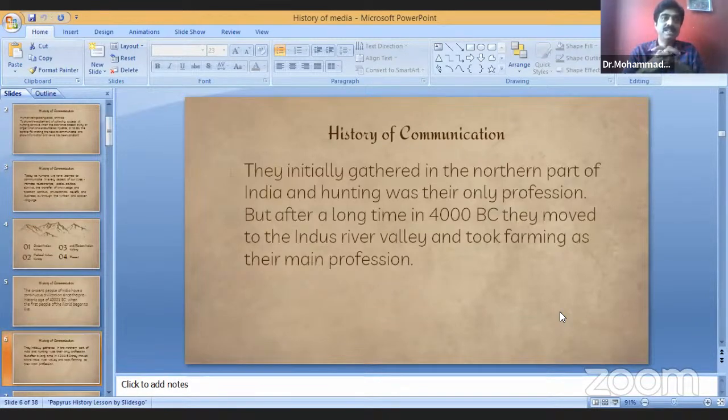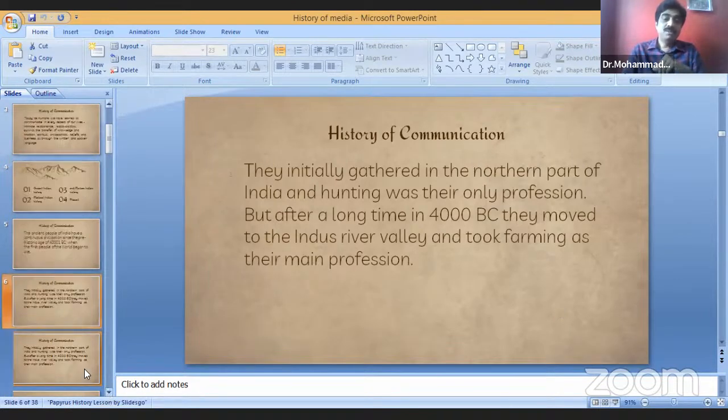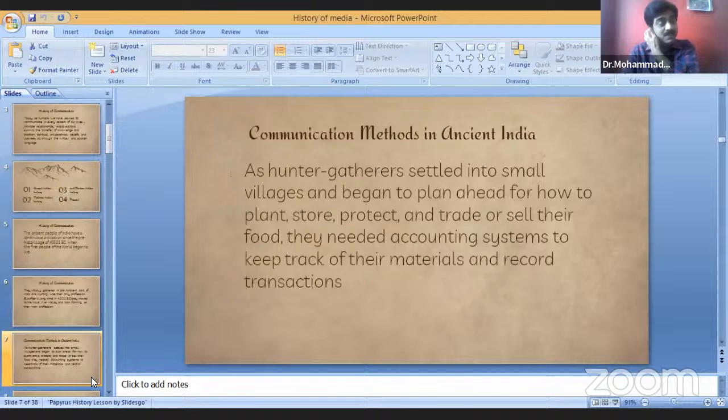So first was hunting, and then in due course they moved to the Indus Valley rivers and established themselves, dwelling there. Living by the river, they identified agriculture as their main profession, and farming activity was put into practice. First came hunting, and next they recognized the importance of farming activities.